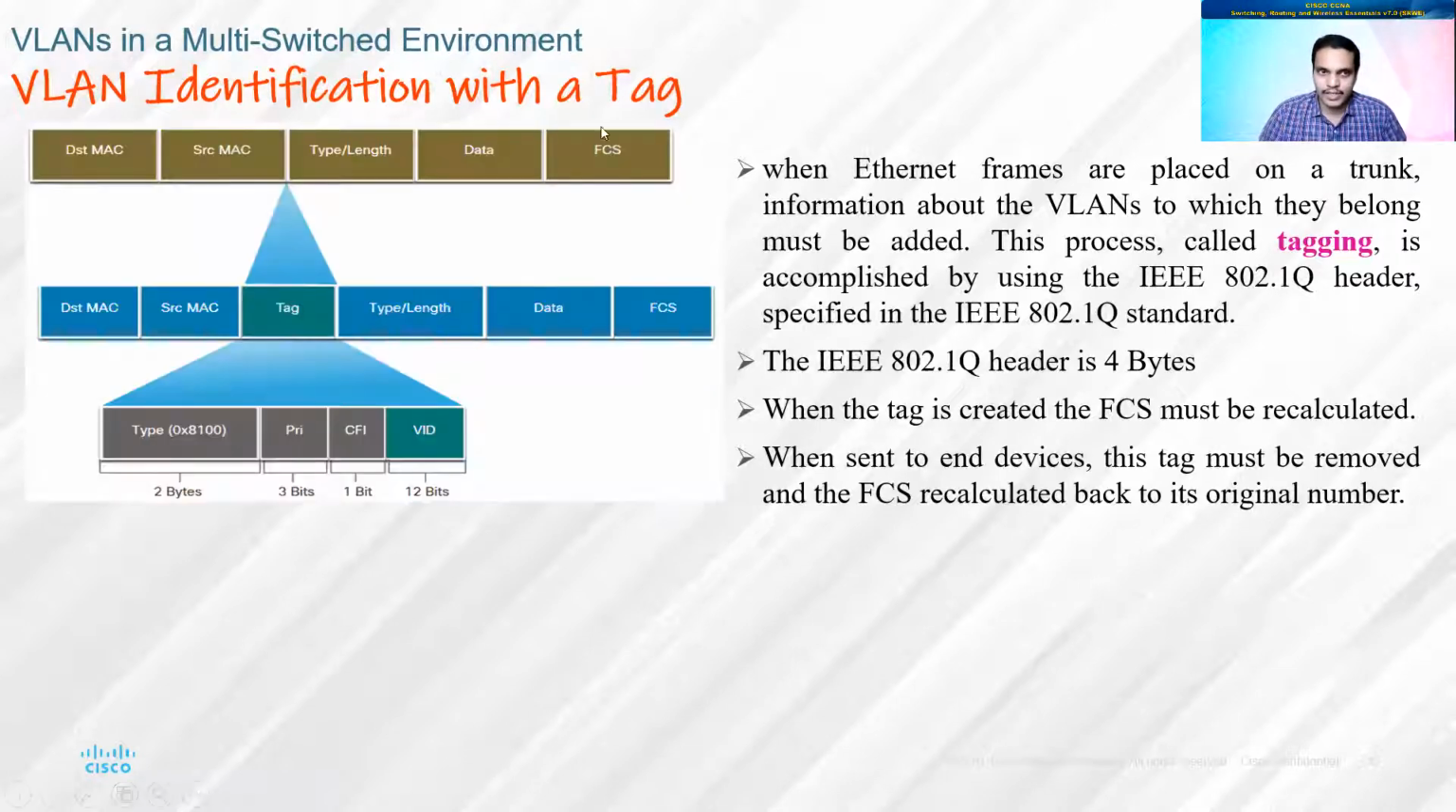This header is 4 bytes. You see here, this header is 4 bytes. It is also called a tag. This is the 4 bytes, 2 bytes, 3 bits, 1 bit, and 12 bits. This is your normal Ethernet frame format. When the tag is created, the FCS must be recalculated because now we have made a change to the frame. When sent to the end devices, this tag will be removed and the FCS will be recalculated back to its original value and then forwarded to the upper layers.